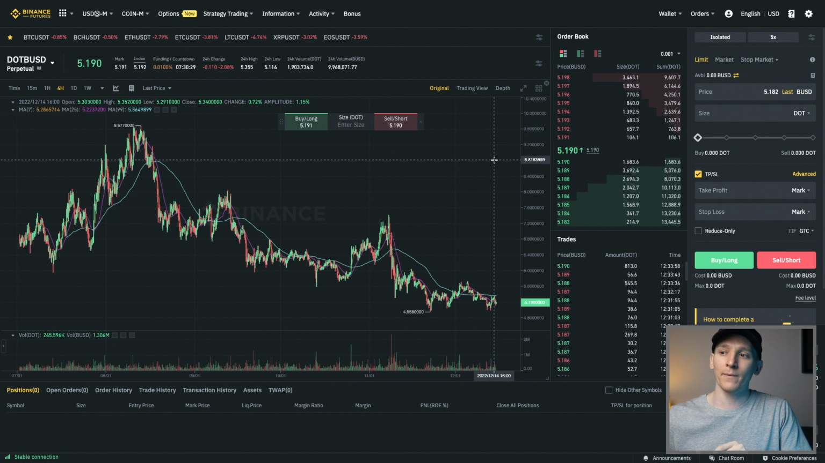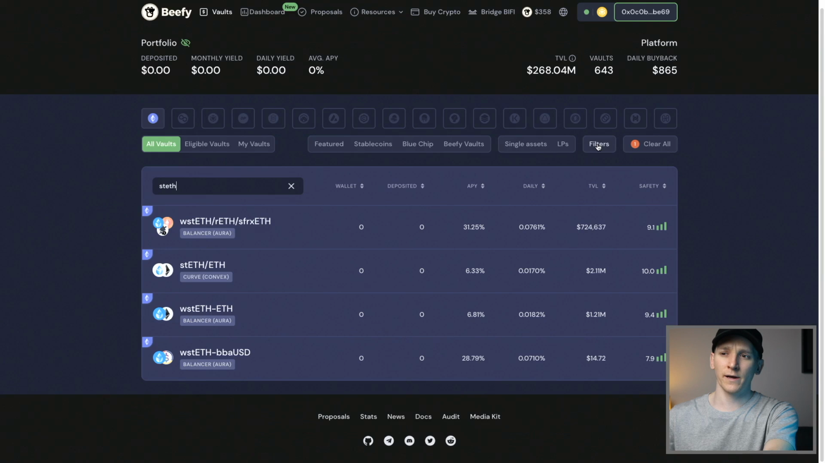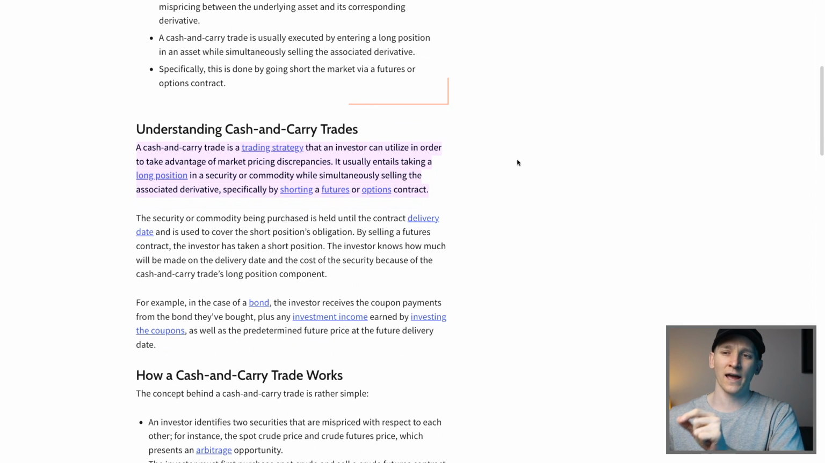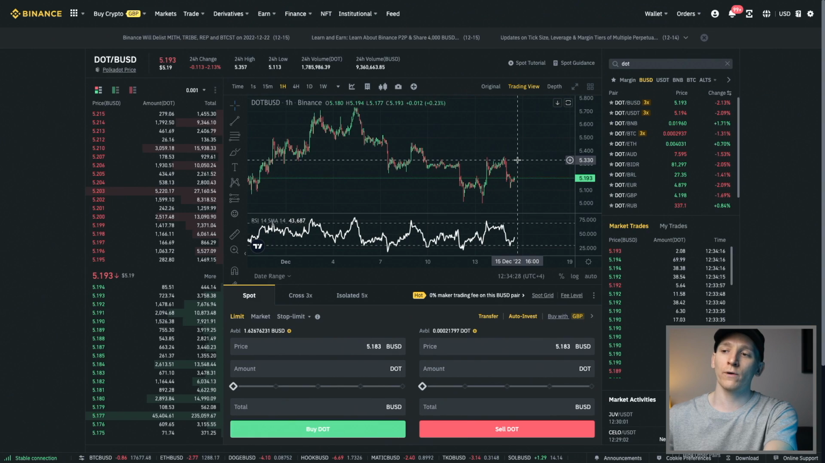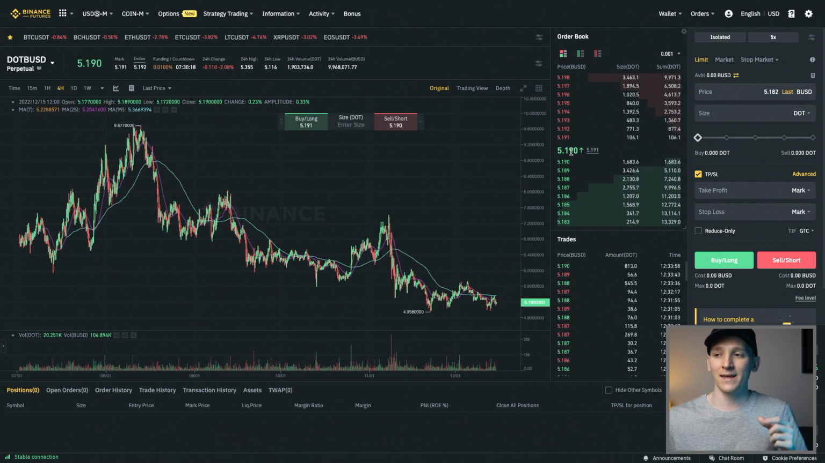I'm going to show you how to implement this on the Binance Futures Exchange and how to actually set up a trade like this, plus going over exactly what cash and carry is and why crypto is actually a really good market to implement such a strategy. This is a bit different where we're trying to take an arbitrage out of the market rather than just taking kind of bets on where the price will go. I'll explain that throughout this video.